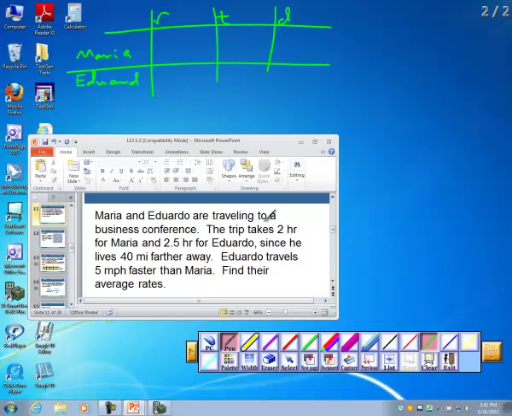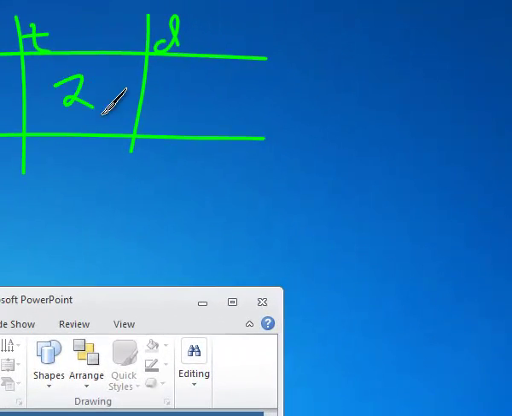Now we said that the trip takes 2 hours for Maria. So where would the 2 hours for Maria go? Would it go into rate, time, or distance? Time. Yes, it goes into time for Maria, which would be 2. And for Eduardo, it's 2.5.